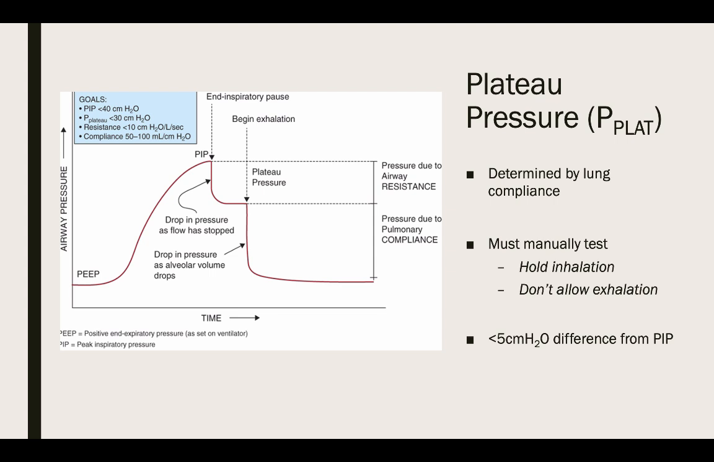So it's this manual hold to get this plateau pressure, and for a couple seconds it just doesn't allow exhalation. Hopefully your plateau pressure should be less than 5 centimeters of water from your peak pressure. If it's way off, we've got a compliance issue. Again, this isn't a pressure that we're setting. This is something that we are measuring. Same thing with peak pressure. Peak pressures and plateau pressures are determined by your patient, and there's nothing we can do about it. But it tells us about our patient's lung condition and how we should be adjusting our vent during transport.